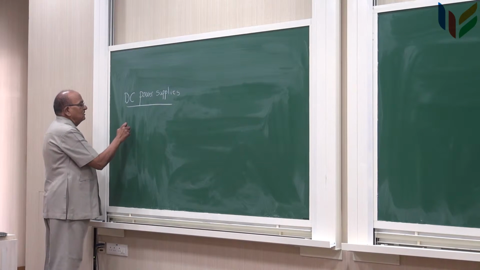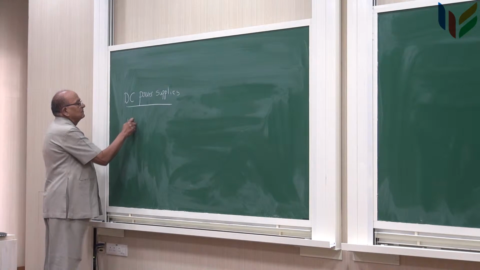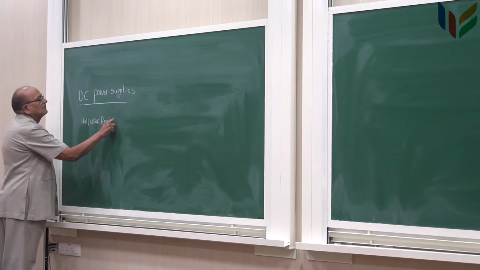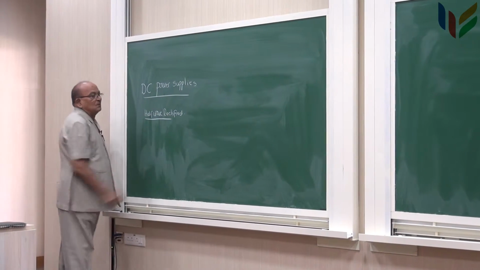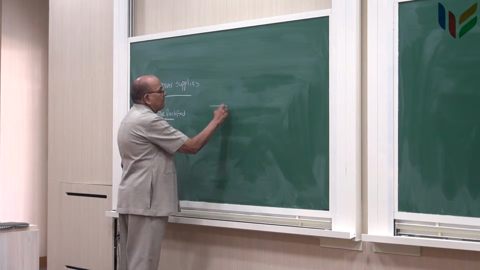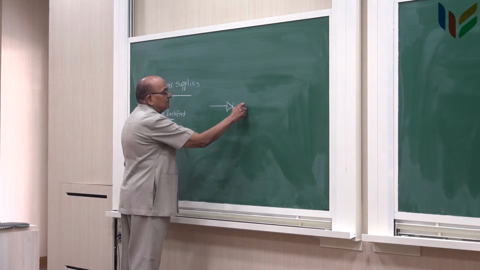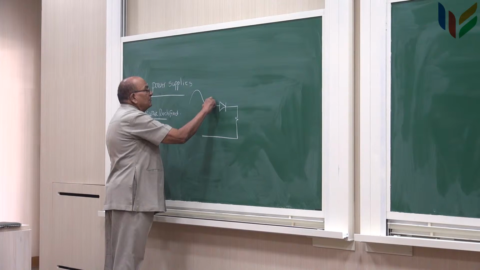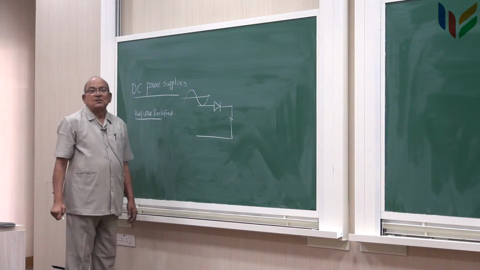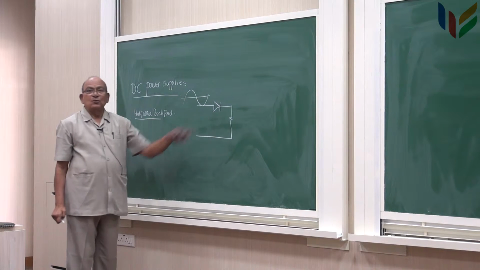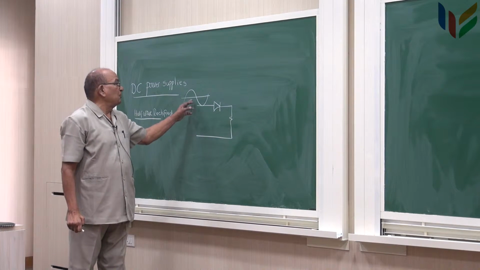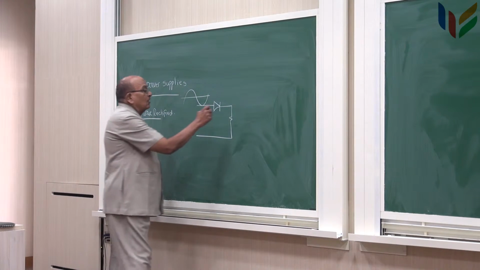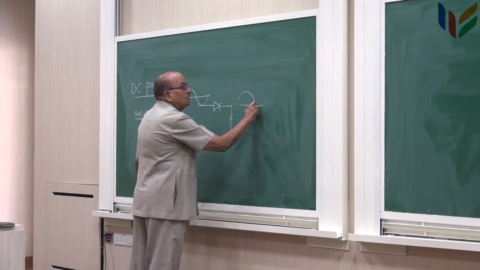We started discussing the half wave rectifier. Here we have a single diode and a resistor, and we put a sine wave here, and the diode will only allow the positive side of the waveform to pass through. So you get an output which is something like this.